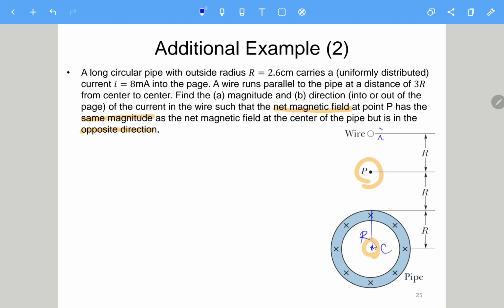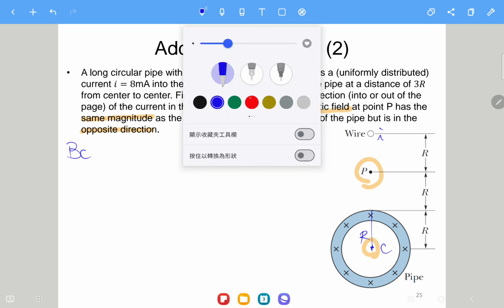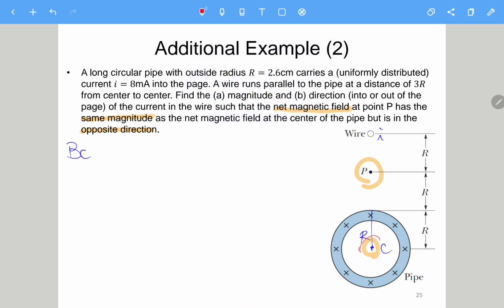So for BC, which means the B field at the center of this pipe, the pipe won't contribute here, because you can simply consider Ampere's law. Assume an Ampere's loop like this. It encloses nothing, and you decrease the radius of this loop until 0. It is a symmetrical structure, so it will not contribute B field here. Only the wire will contribute.